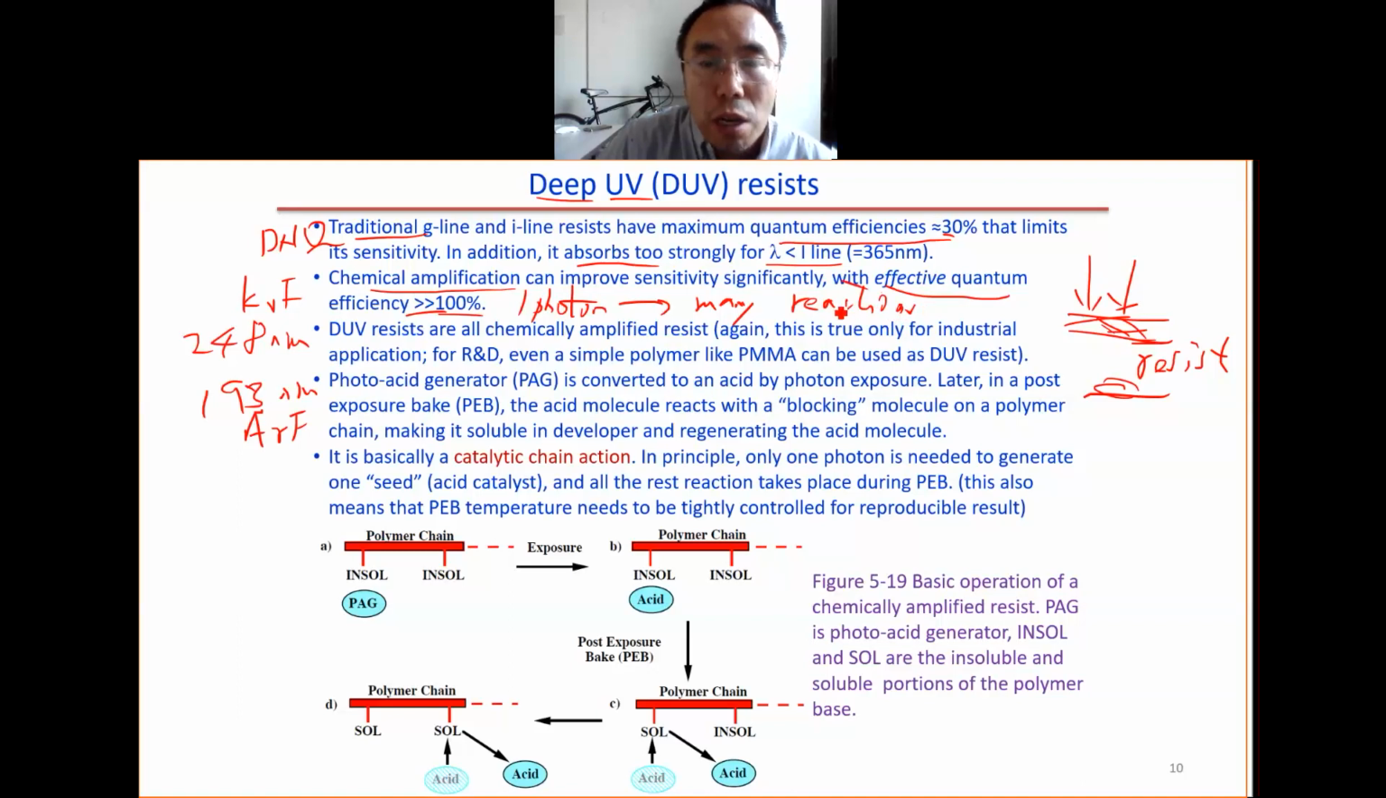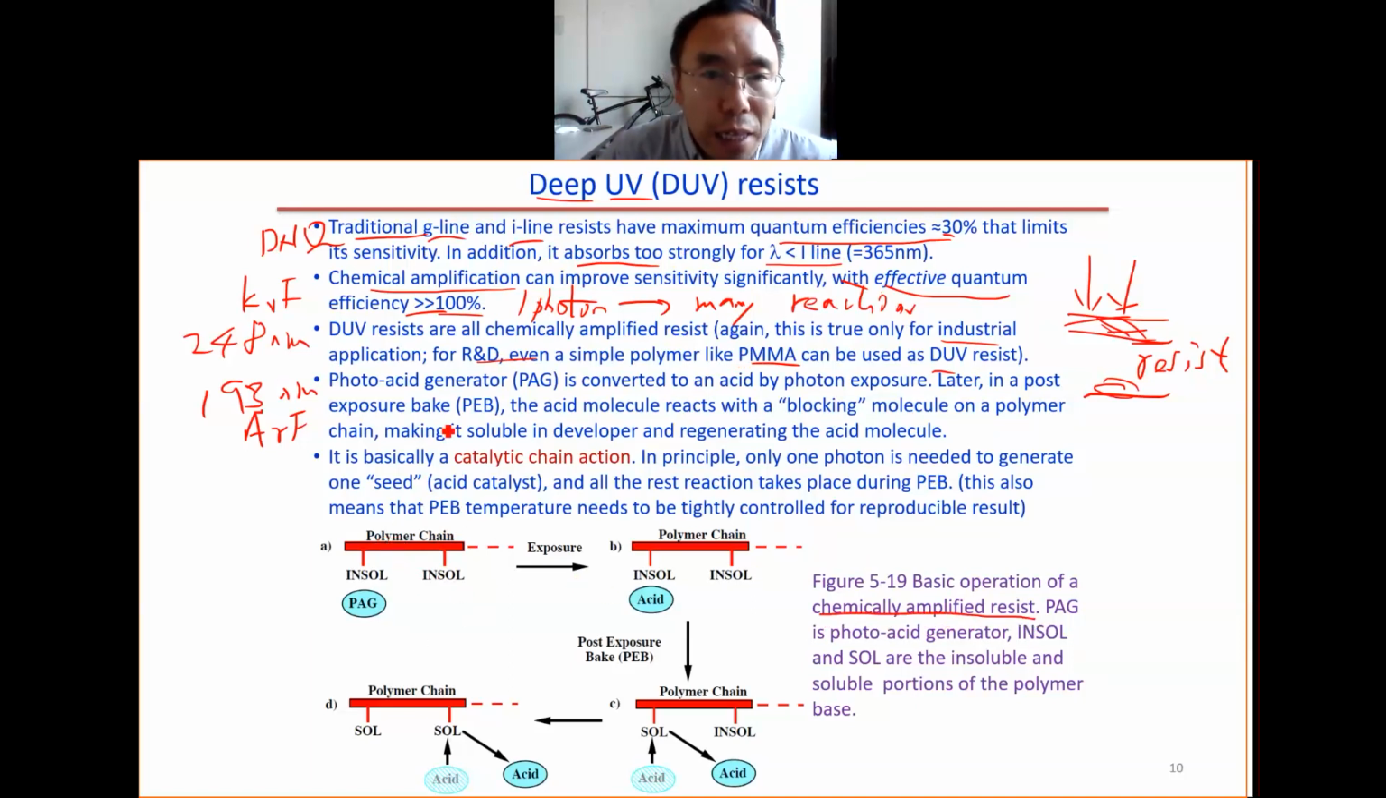It can induce more than one chemical reaction. That's why we have the quantum efficiency much higher than 100%. But this is for production, for IC manufacturing. For research, we can use any resist, even PMMA is a good deep UV resist for research. But normally for research, we only work with the G line and I line. So this is the idea of the chemically amplified resist.